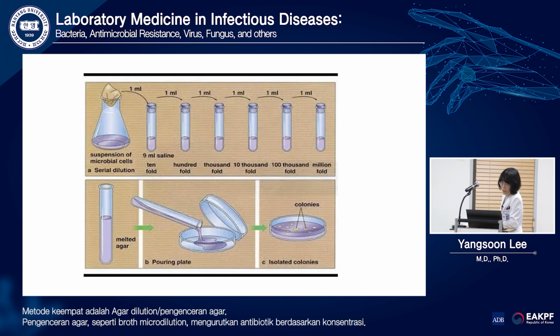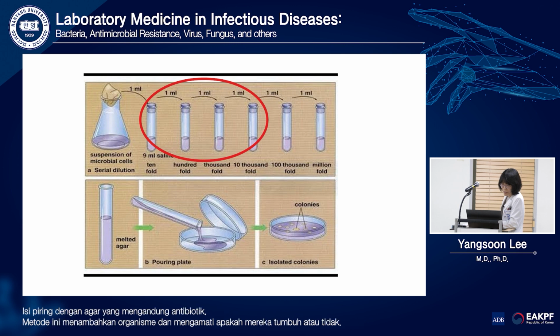The fourth method is agar dilution. Like broth microdilution, prepare antibiotics by the concentration. Fill the plate with antibiotic-containing agar and pour. It is a method of adding organisms and observing whether or not they grow.